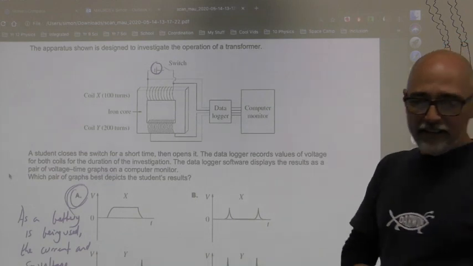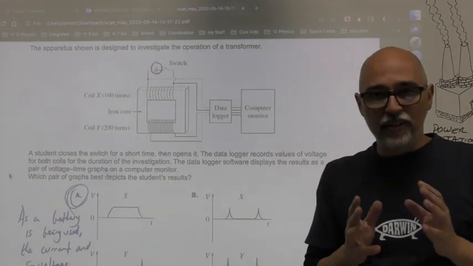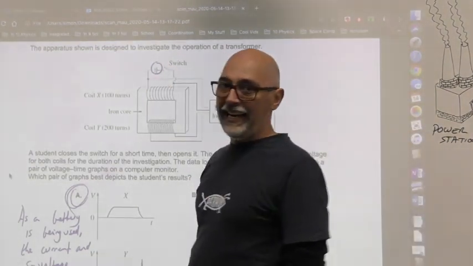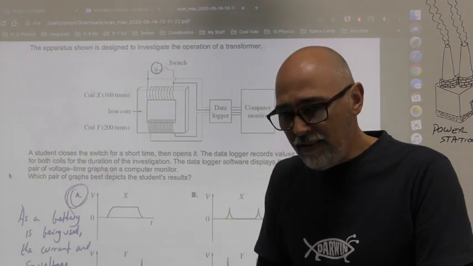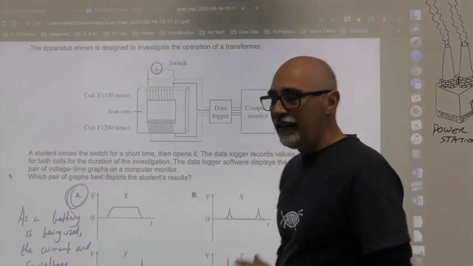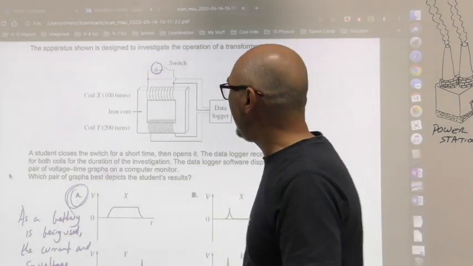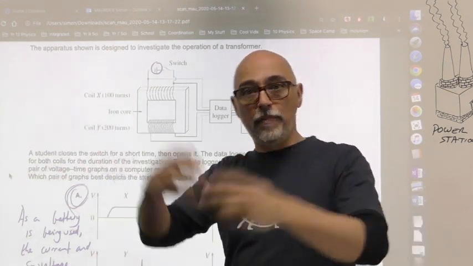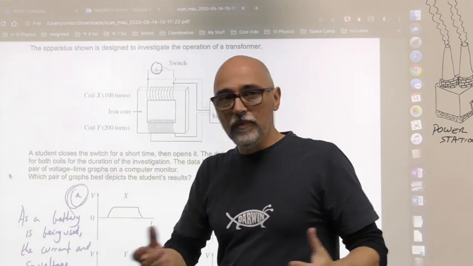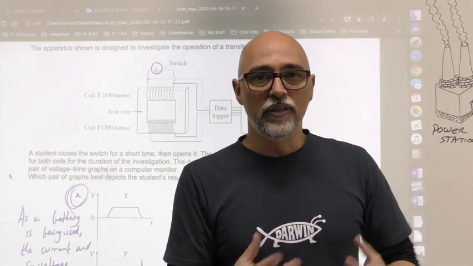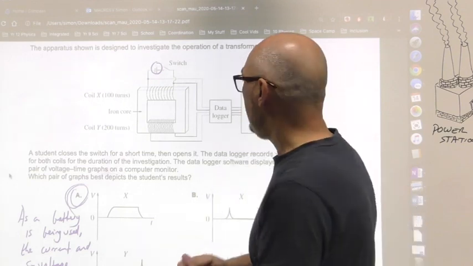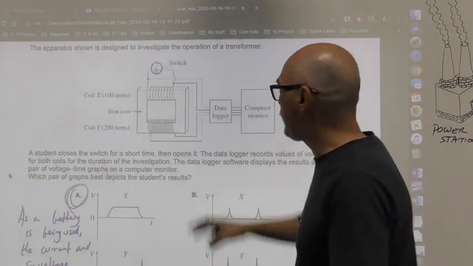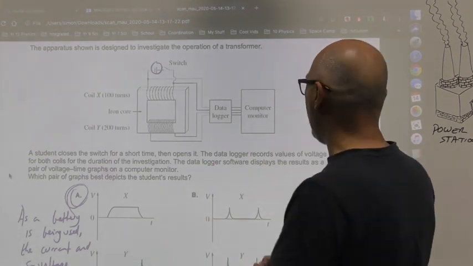Here we go. The apparatus shown. You need to notice the little details. Okay, there's a battery there. What did we just mention about batteries and transformers? That's right, they don't work. Why? You close the switch, there's an initial pulse. You open the switch, now there's another pulse. Only when there's a change in flux do you get any kind of EMF induced. So you now have to find the appropriate graph that describes this. You're supposed to look at that and go, oh yeah, that's not going to work, but we are going to get a couple of spikes.